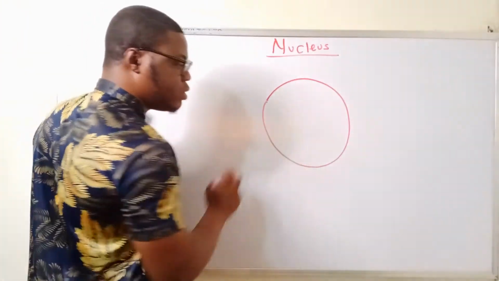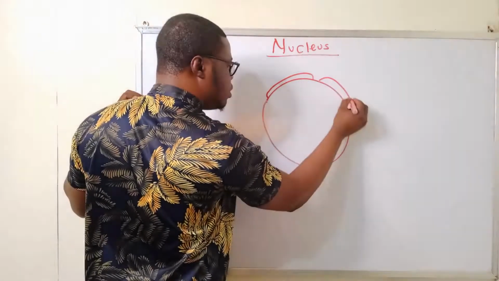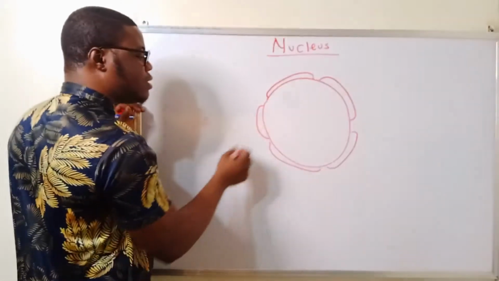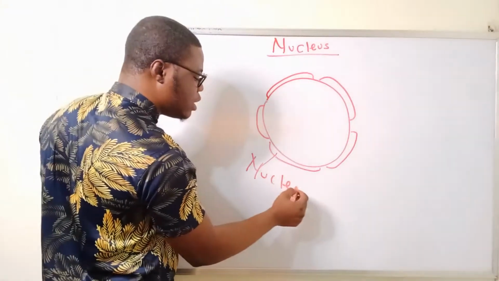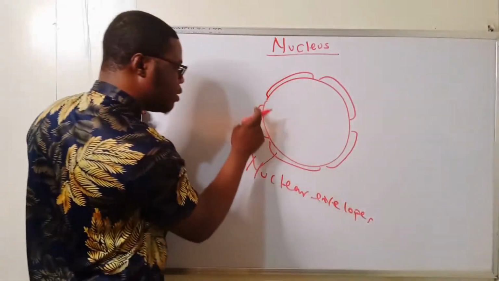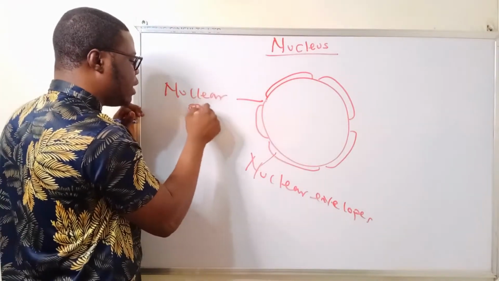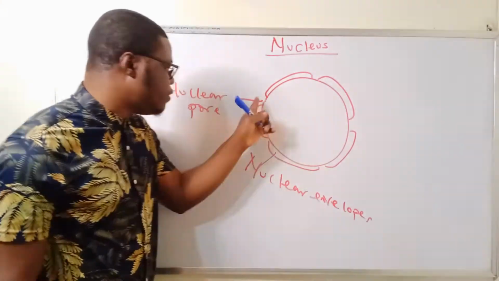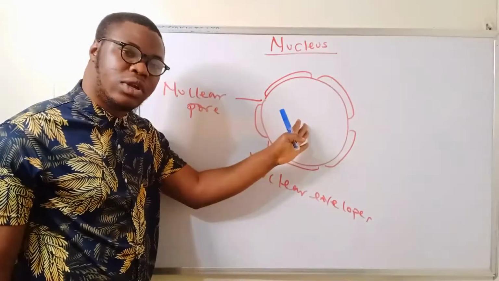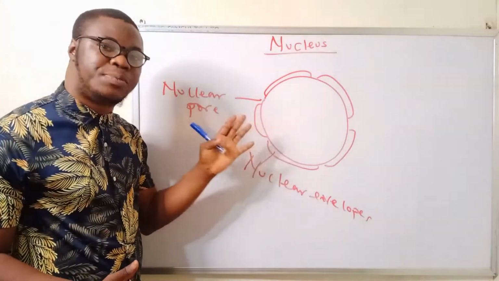Now, this nucleus is covered by something called the nuclear envelope. The nuclear envelope. But you can see that this nuclear envelope is not covering it completely. It has some kind of pores, holes right here. So these holes are called nuclear pore. The function of this nuclear pore is just like the function of a cell membrane. It dictates what goes in and out of the nucleus. The function of the nuclear envelope is to cover the nucleus. It's protecting the nucleus.